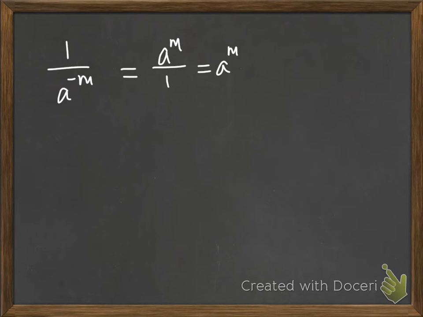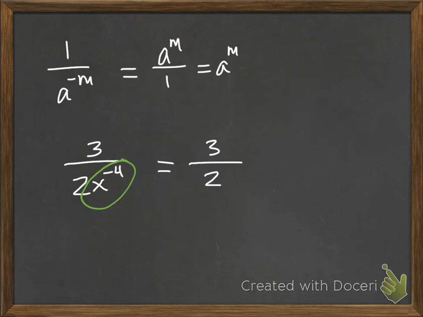Like, let's say you had 3 over 2x to the negative 4. Well, the x to the negative 4 is the only thing that has the negative exponent, so my 3 and my 2 keep their same positions. So I have a 3 up here, and I have a 2 down here, and then this x to the negative 4, the negative goes away, and my x to the 4th flips up to the top.